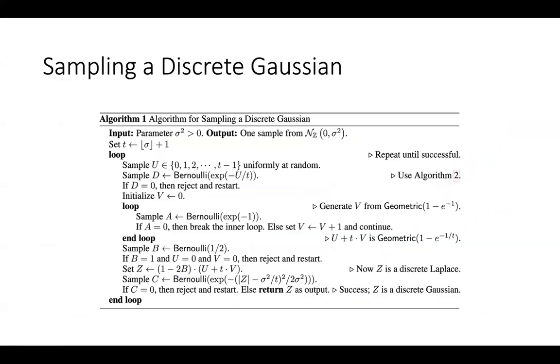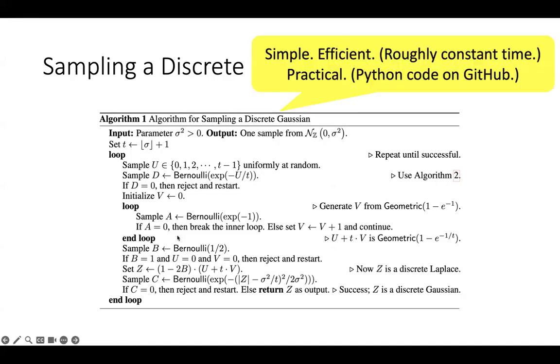Okay, so now I want to tell you about our algorithm for sampling a discrete Gaussian. Here it is on one slide. I don't expect you to parse this right now. I'm going to go through this step by step. But what you see on this slide is that it's not a complicated algorithm. It's something that fits on one slide. So again, it's a simple algorithm. It's efficient, and I'll be a little bit more precise about that, but roughly it's a constant time algorithm. And it's practical, and we put some code on GitHub if you want to try it.